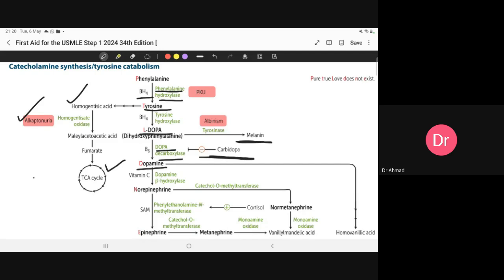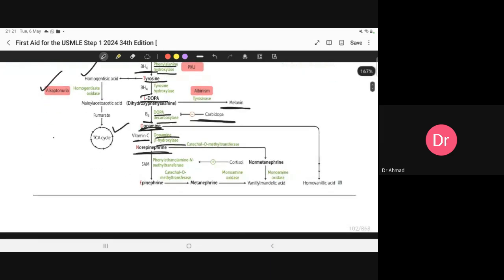That's the purpose. Anyway, this dopamine is then converted into norepinephrine by dopamine beta hydroxylase using vitamin C. All these cofactors can be tested, especially this whole pathway is very important.